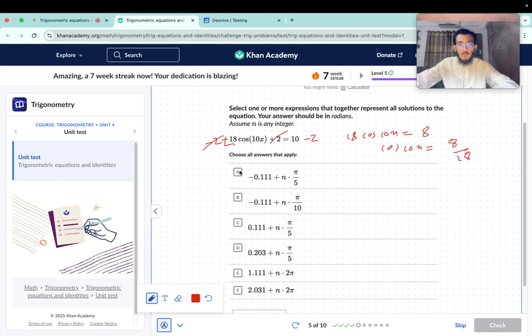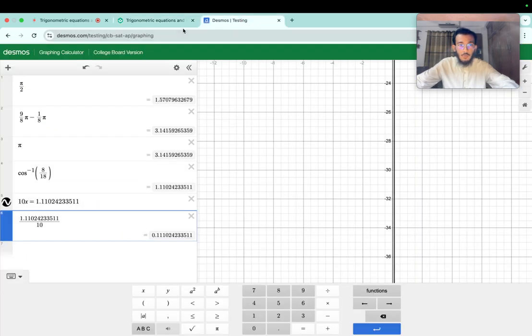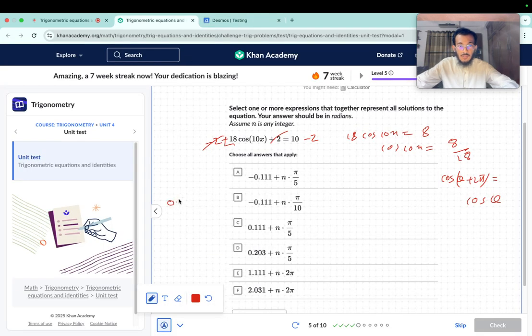Now in cos, we know that cos of theta plus 2 pi equals cos theta. So for this value that I've gotten here, positive 0.111, we add 2 pi n, and 2 pi n divided by 10, because there is a 10, is 1 upon 5 n. So C is our answer, one of the answers that matches with this.